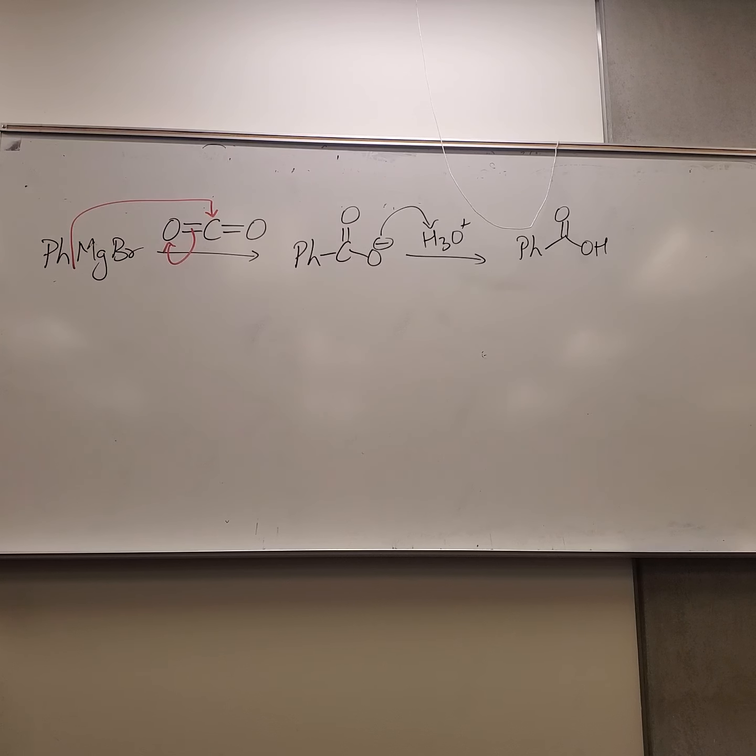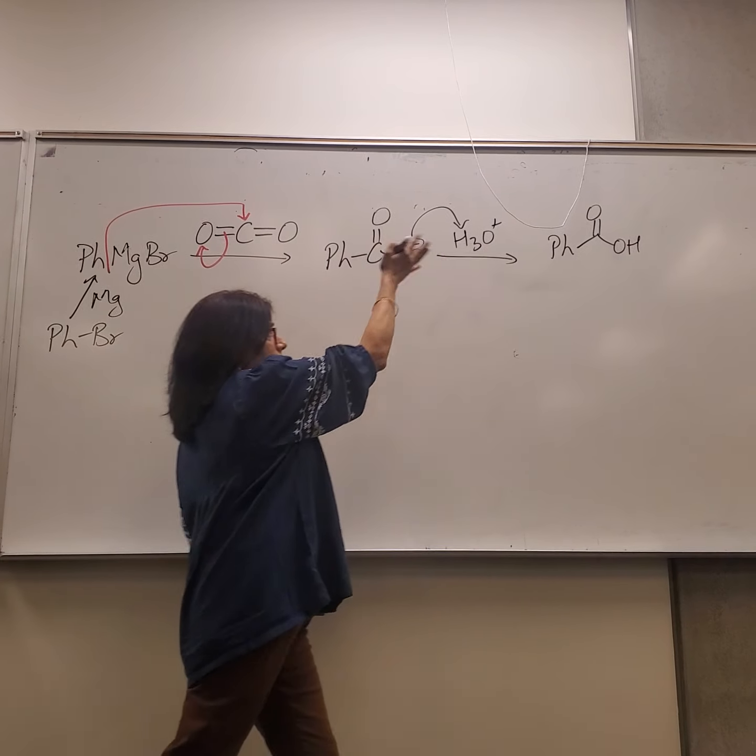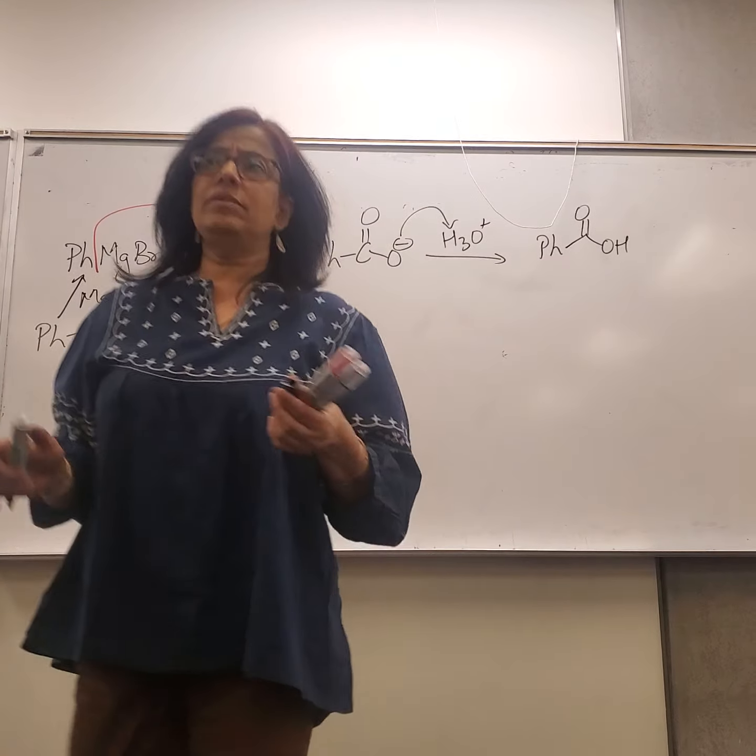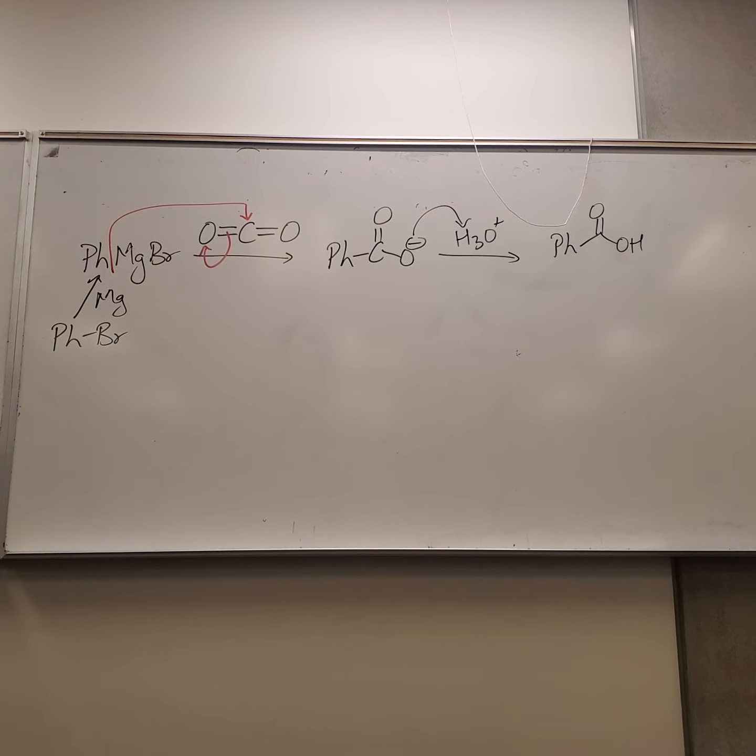Where does the Grignard come from, anybody? Bromobenzene, with magnesium, right? In this case, but an alkyl halide reacting with magnesium creates a Grignard, and you carboxylate it. Make sense, everybody?